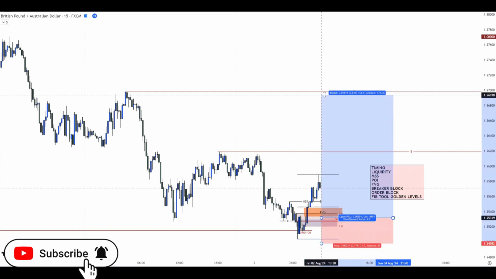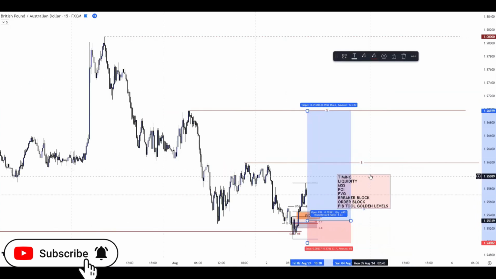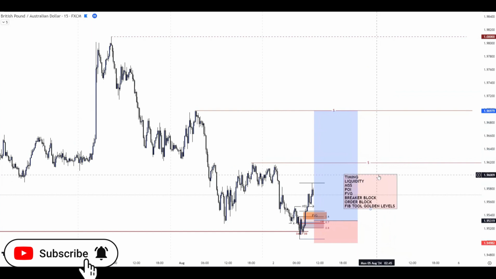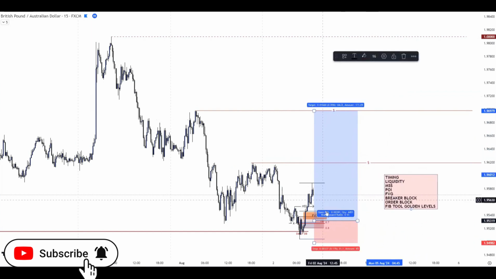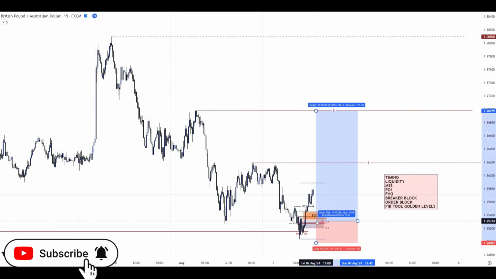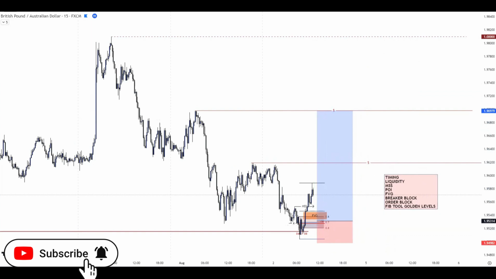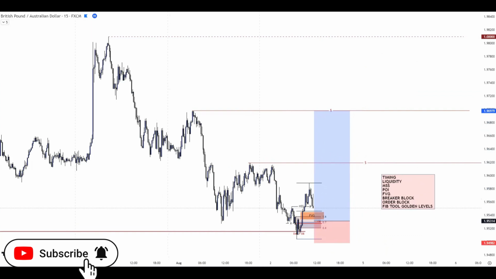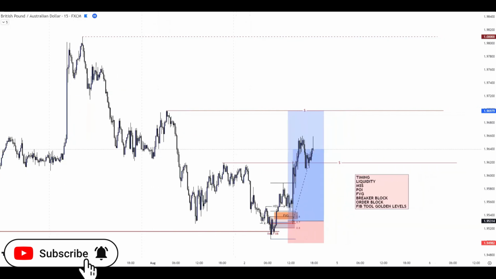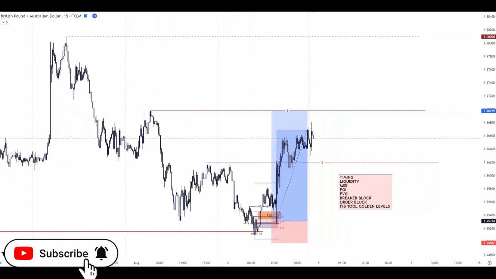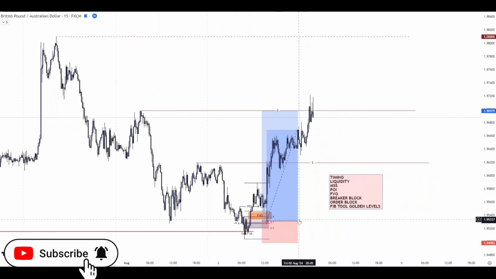Then we can target all this level right above. When price comes all the way down here, price taps into our zone, and then takes all the way up, hitting our profit right above.